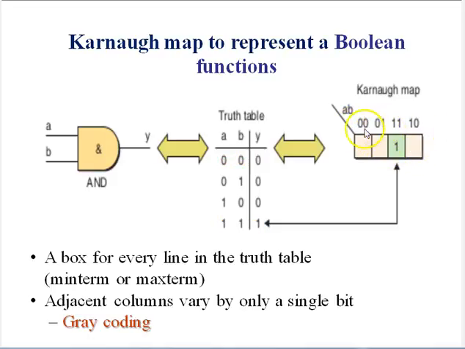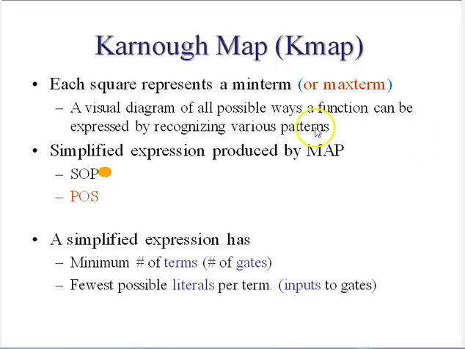Notice these adjacent codings, this is gray coding, where we're counting 0, 1, 3, 2, gray coding for 2 variables. That's key for our Karnaugh maps, key for 2 variable, it'll be more key for 3 and 4 variable Karnaugh maps. When we look at our Karnaugh maps, each square represents a minterm, or we'll also see it can represent a max term.